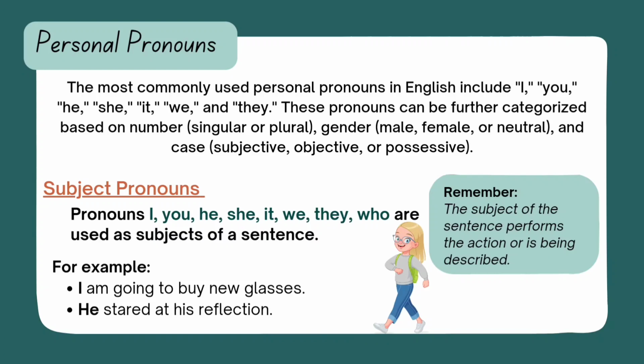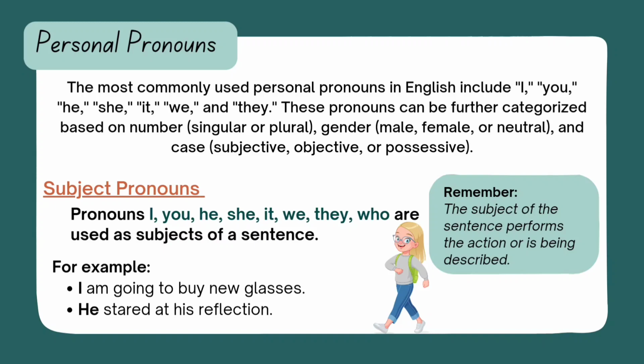Personal pronouns. Personal pronouns are divided into several categories based on their function and the perspective they provide. The most commonly used personal pronouns in English are I, you, he, she, it, we, and they. These pronouns can be further categorized based on number, singular or plural, gender, male or female or neutral, and case, subjective, objective or possessive.